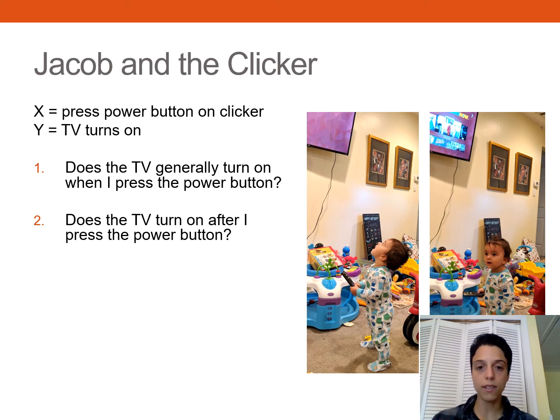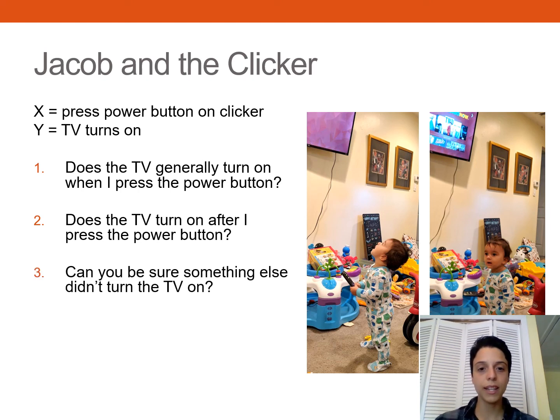All right, does the TV turn on after the power button is pressed? So here we're talking about time order. If you saw the TV go on and then press the power button, that would be less of something that would show that turning on the TV happens when you press the power button. So you have to have that time order there. You press the power button and then the TV turns on.